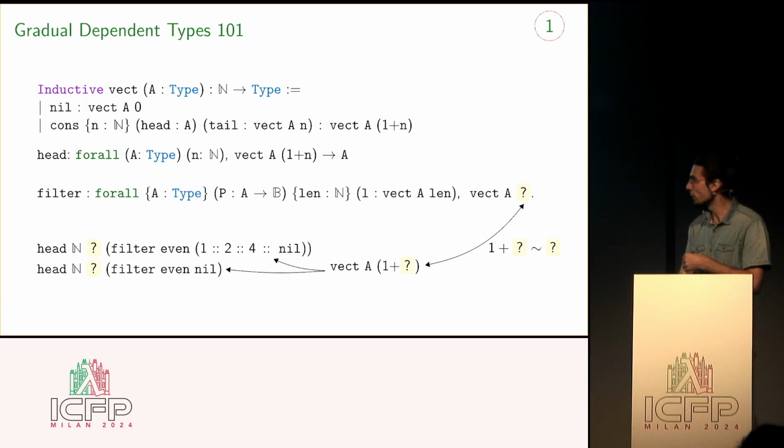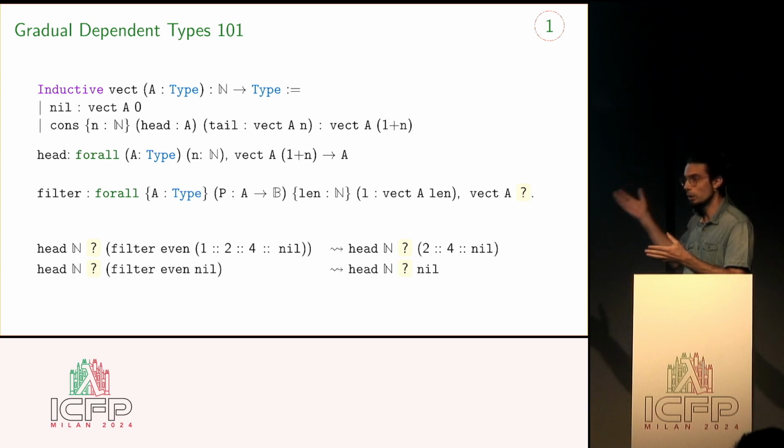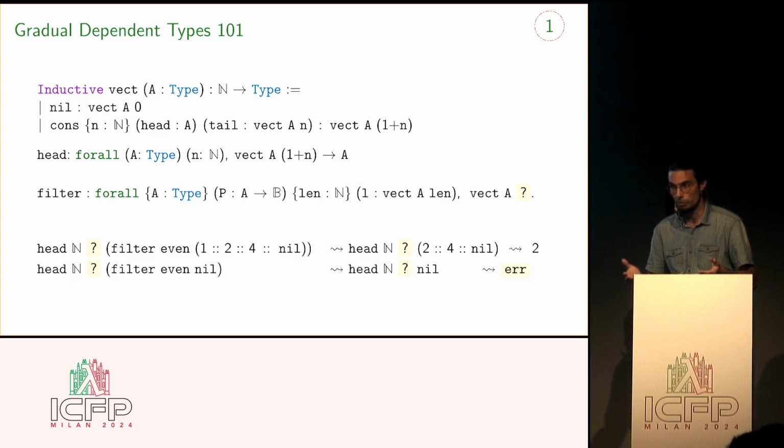a relation called consistency. It's only at runtime that the invariant of the dependent type system will need to be restored. And how does that work? Well, let's have a look at the two examples. In the first example, we filter the list. We still have a non-empty list, so we can take its head. In the second example, we start from an empty list. After filtering, it's still empty, and so we get a dynamic error.